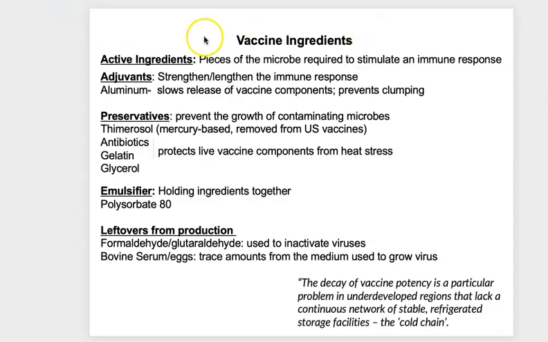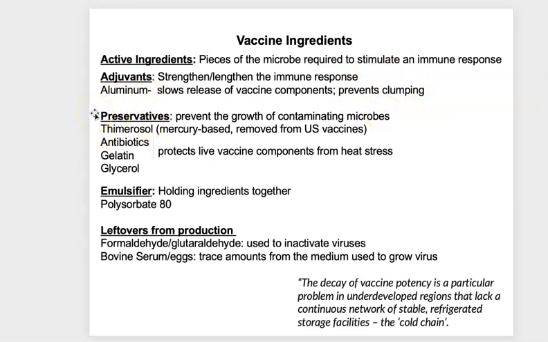So this is just a quick look at some vaccine ingredients. Obviously, there's an active ingredient, which is usually the piece of microbe, or in the case of the Moderna and Pfizer vaccines, the bit of messenger RNA that would encode the virus spike protein, something that would stimulate the immune response directly. There are also adjuvants, which enhance or strengthen the immune response. Sometimes that's aluminum compounds that basically just slow the release of the vaccine components to facilitate a slower burn and a more optimal production of antibody over time. And they can be anti-caking too, the same way they use aluminum in pancake mixes and so forth.